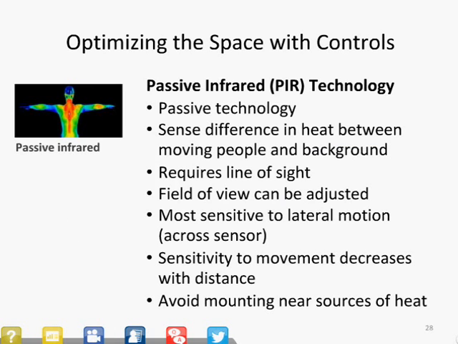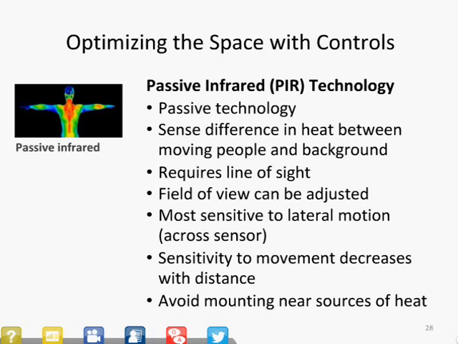All right, passive infrared. As the name suggests, passive infrared is a passive technology, meaning it doesn't emit anything into the space. It simply looks for heat in motion. What it does is sense the difference in heat between moving people and the background. It's important to note that PIR does require line of sight to operate correctly. Therefore, the racks and the cabinets and the other obstructions inside the data center can limit its detection. It'll become important to choose the right type of PIR sensor and position them properly inside the data center.